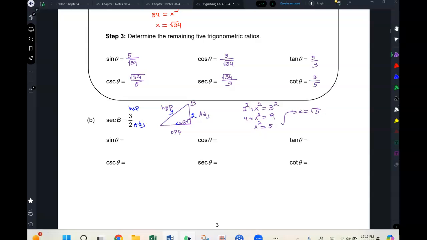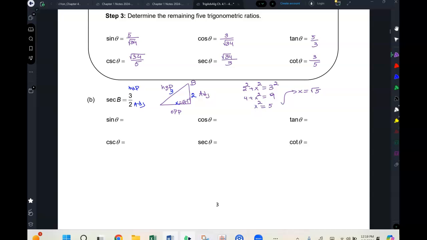So what's sine then? Is that right? Okay. Cosine is the reciprocal of what we had, 2/3. What's tangent then? Root 5 over 2. And we're going to flip the rest. Okay, 3 over root 5. 3 over 2. 2 over root 5. Isn't that cute?